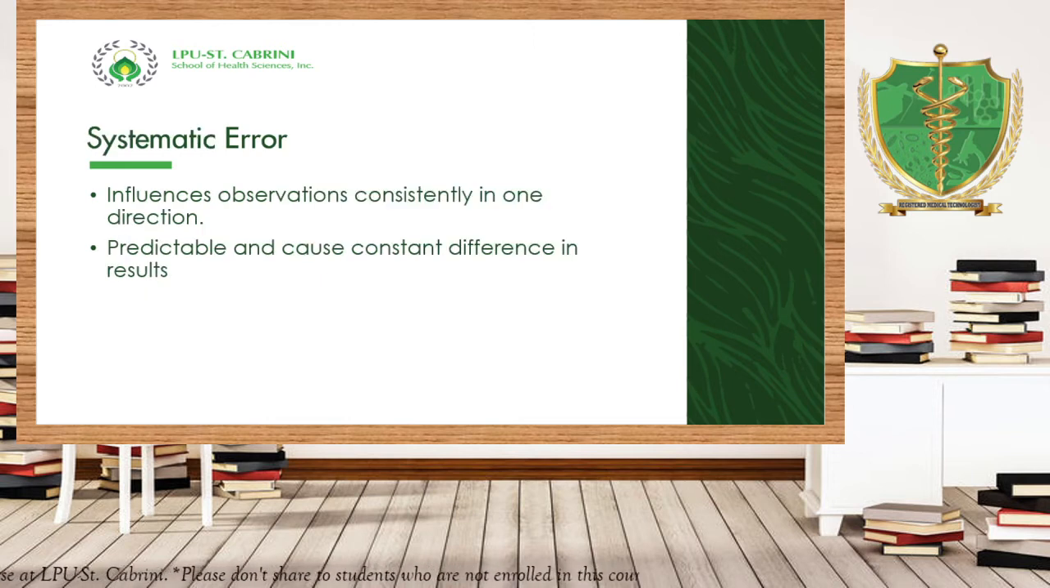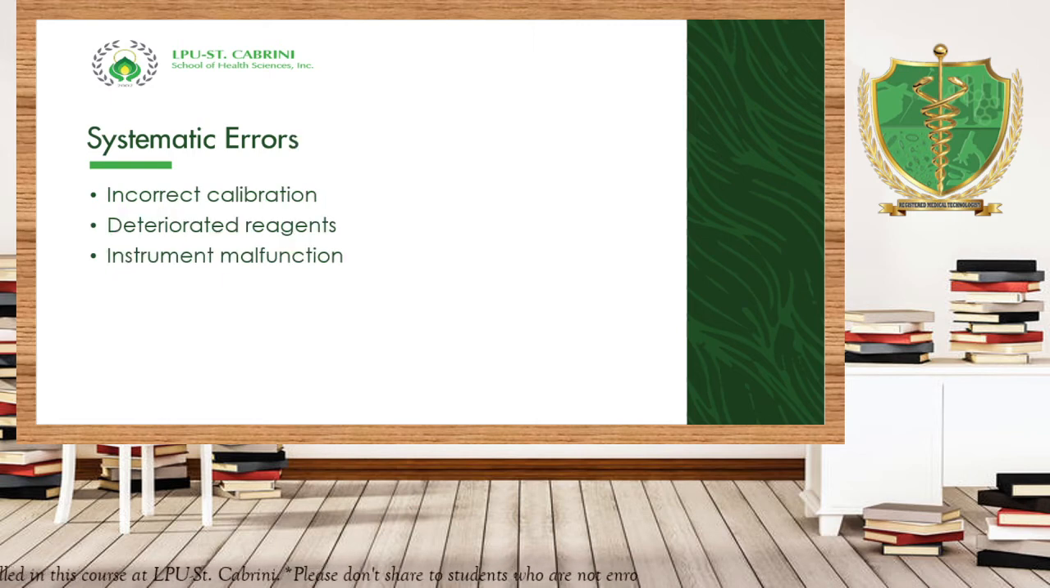Okay? Now, how about systematic error? When we say systematic error, it means it influences observation consistently in one direction, predictable, and causes a constant difference in the results, unlike our random error. Systematic error includes incorrect calibration, deteriorated reagents, and instrument malfunctions. The question is usually what is the most common cause of systematic error, and the answer is deteriorated reagents.